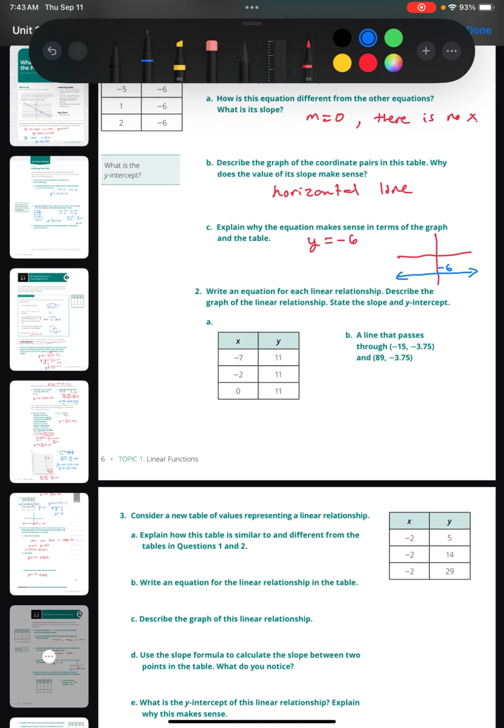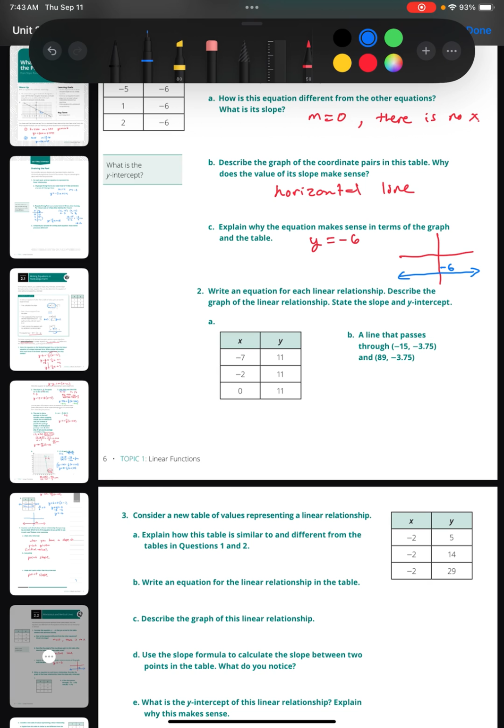Okay, another similar example. 2, write an equation of each linear relationship. Describe the graph of the linear relationship. So again, A is just like that one we saw. If we see the y values are all the same, we can save ourselves some time and cut straight to writing the equation as y equals whatever that y value is. We know the y is equal to 11 at every point, so we have a horizontal line going through 11.